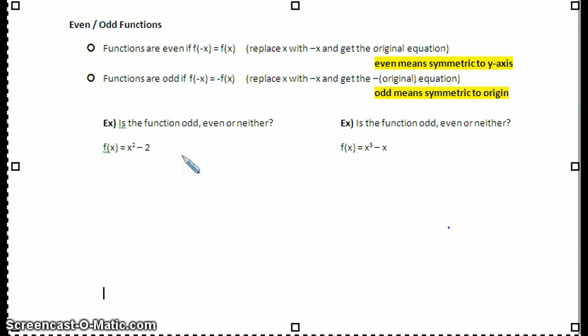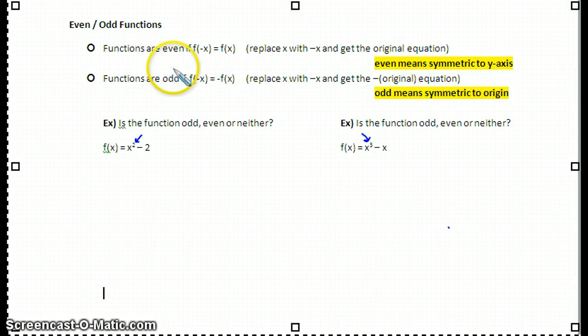And if you think about it, it seems like it should be a pretty easy topic because most of the time we can look at our equation and say, oh, if it has an even exponent, it's going to be even. If it has an odd exponent, it's going to be odd. And that will work most of the time, but it doesn't work all the time. So we have to have an algebra test that goes with it just to verify that if it is a degree 2 polynomial, it should be even. If it's degree 3, it should be odd.